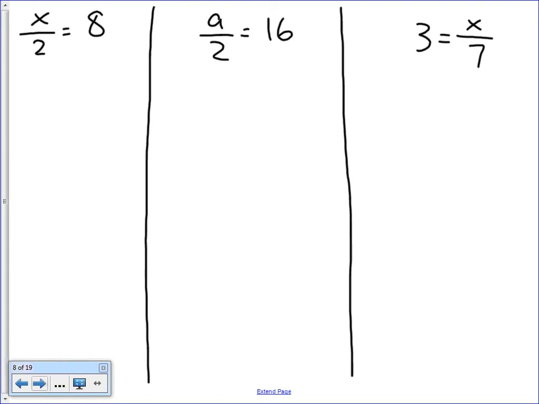If you look at the first one, once again, x divided by 2 equals 8. I need to get rid of that 2. I need to get the x by itself. So I'm going to multiply by 2 on both sides. The 2's are going to cancel out because multiplying and dividing cancel each other out. I have an x on the left side, and that equals 8 times 2, which is 16.